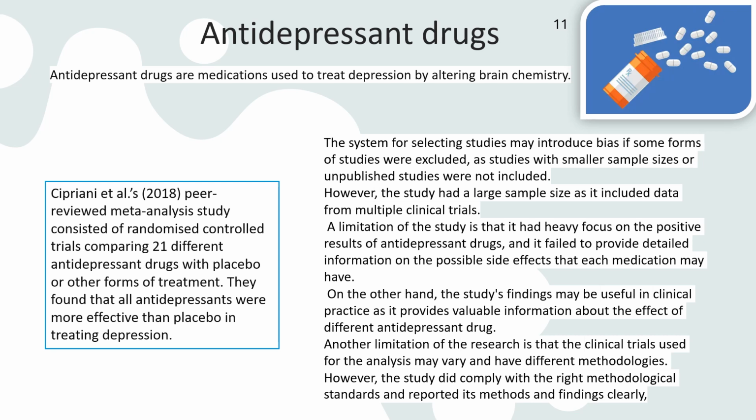The system for selecting studies may introduce bias if some forms of studies were excluded, as studies with smaller sample sizes or unpublished studies were not included. This means that the findings may lack validity as it fails to consider all the available evidence. However, the study did have a large sample size as it included data from multiple clinical trials. This increases the statistical power and reliability of the findings.